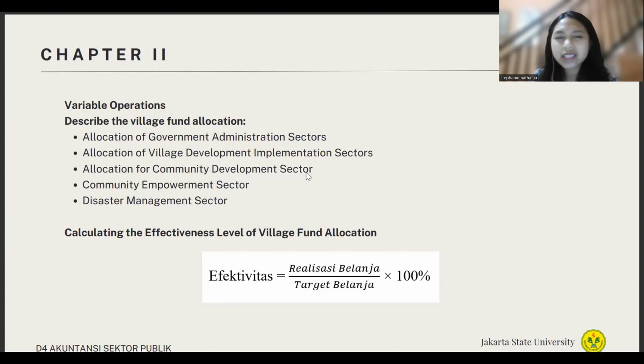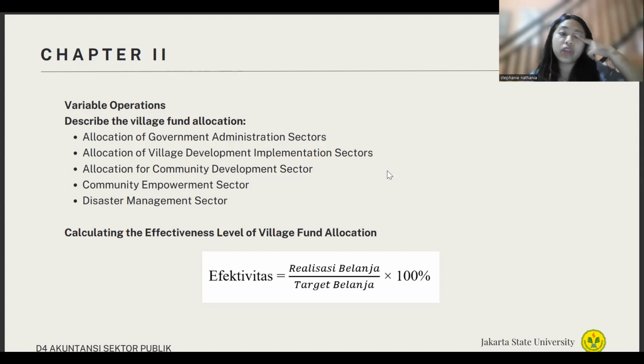In this category, there are also other categories. So we will see where the village funds are allocated within the government administration sector. Next is the allocation for the village development implementation sector. I think this is related to development like infrastructure or other access, like the street and electricity for that village.